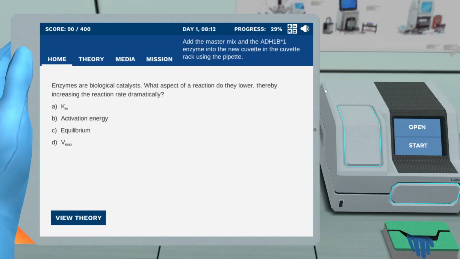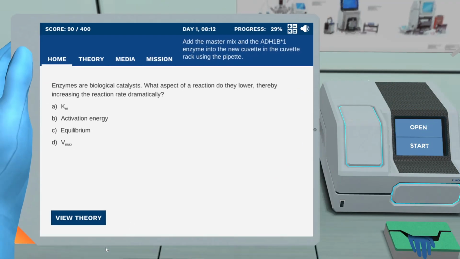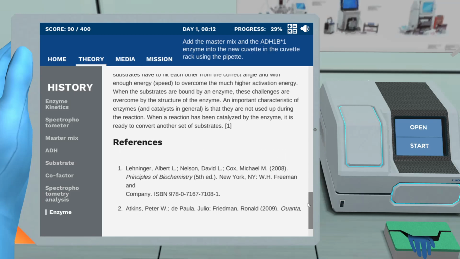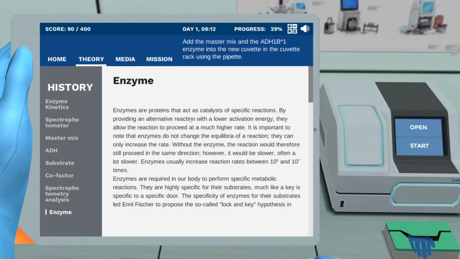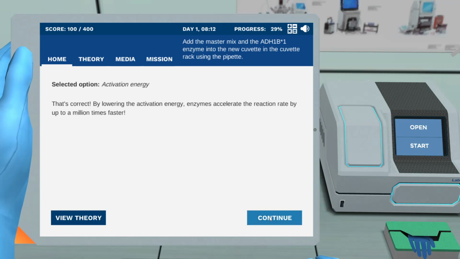Enzymes are biological catalysts. What aspect of a reaction do they lower, thereby increasing the reaction rate dramatically? That's correct. By lowering the activation energy, enzymes accelerate the reaction rate by up to 1,000,000 times faster.